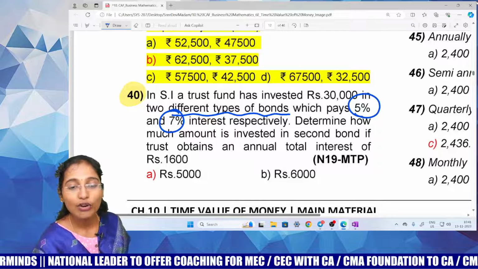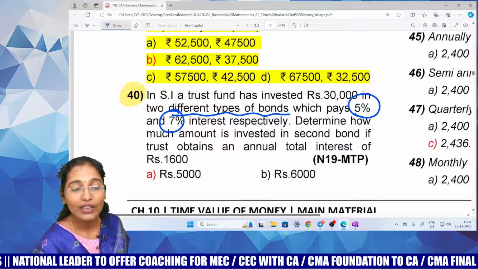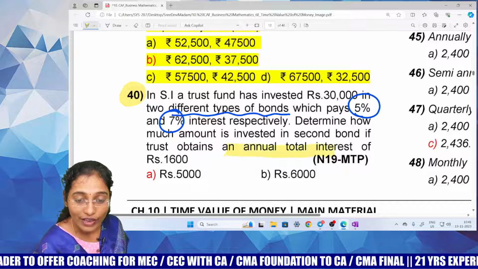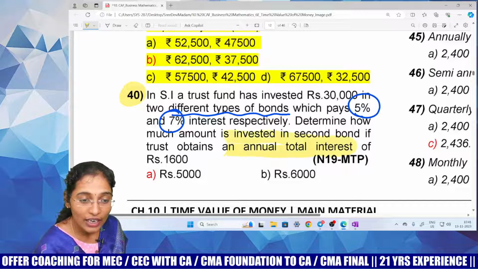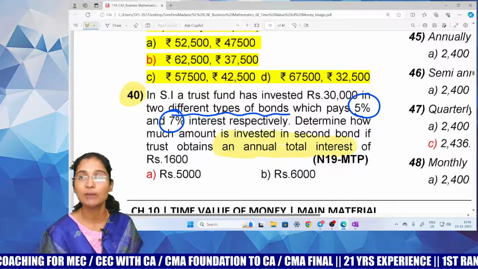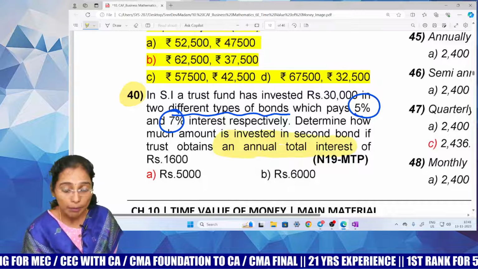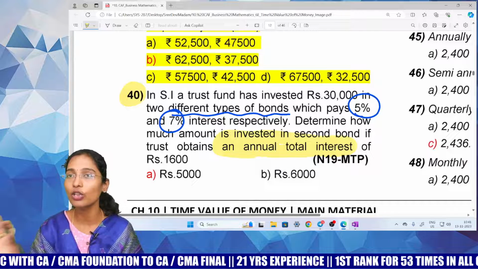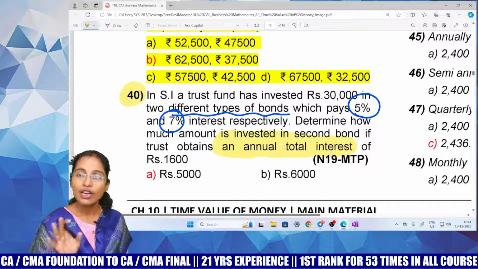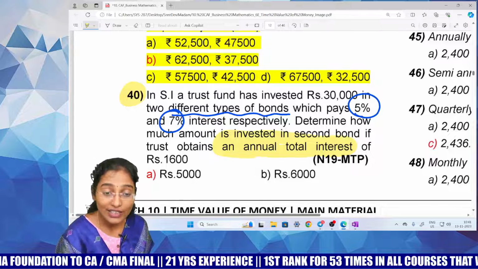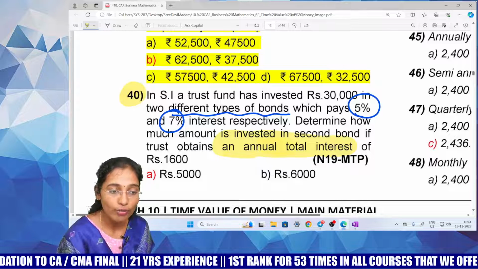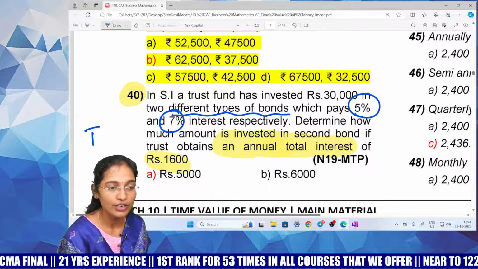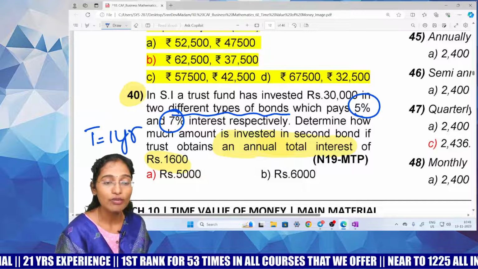Determine how much amount is invested in the second bond if the trust obtains an annual total interest of, guys, this time we are interested in calculating the sum of interest or difference of interest. Sum of interest. But please be clear, we are using our calculator only. We are not writing anything on the paper. If the trust obtains an annual total interest of 1600. Guys, annual interest means how many years of interest? 1 year. So I'm taking time duration as 1 year.